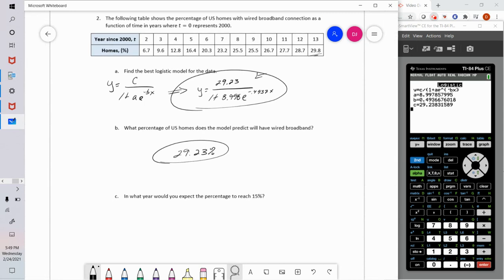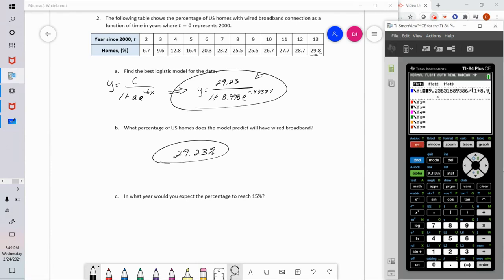Now, before I answer C, in what year would you expect the percentage to reach 15%? Let's go ahead and remember, because we did store RegEQ, this equation is already in Y1. So when I press graph, I can see the logistic function on top of those data points. Now I could use this to say, according to this model, what would I predict broadband connection to be in 2020? Well, that, remember, would be year 20.